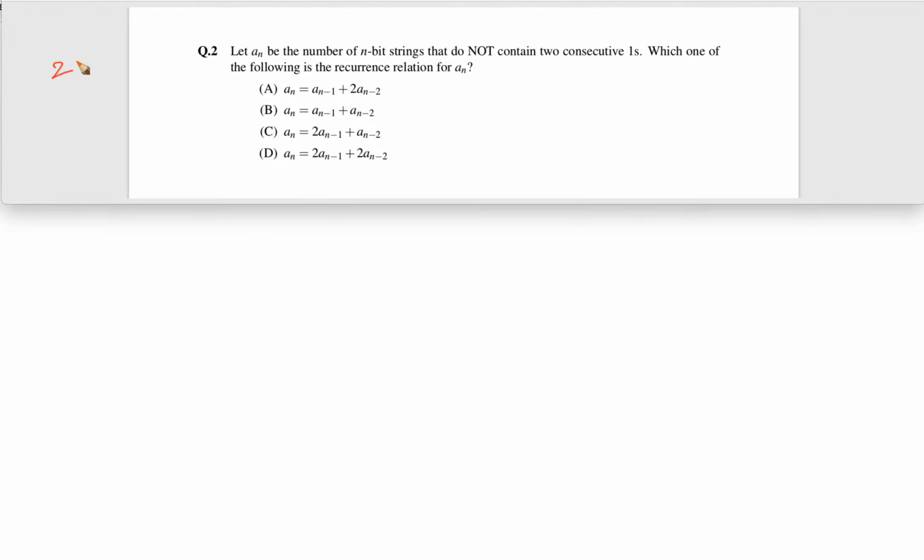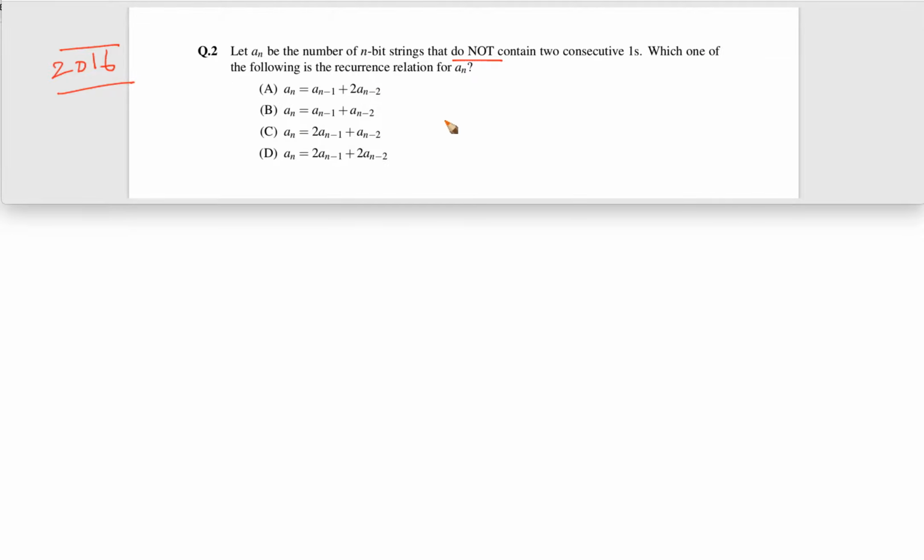Now let's look at this question. This question came in GATE 2016. The question is, let an be the number of n-bit strings that do not contain two consecutive ones. Which one of the following is the recurrence relation for an?